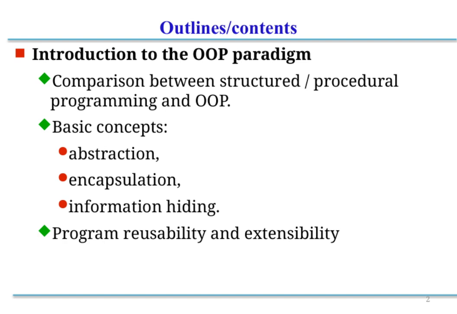This is closely related to information hiding, where internal details are hidden from outside interference, promoting a clear interface and reducing unexpected side effects. These concepts contribute to program reusability, allowing us to create modular components that can be reused across different parts of a project or even in different projects. And they also support extensibility, meaning we can easily extend existing code with new features without disrupting the entire system. Throughout this presentation, we'll see how these ideas come together to make software development more efficient, manageable, and scalable.